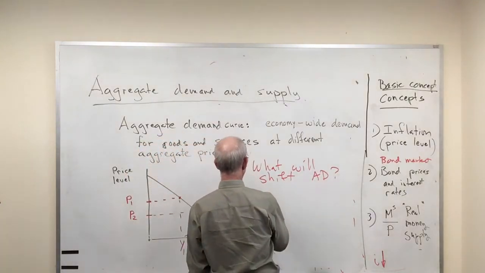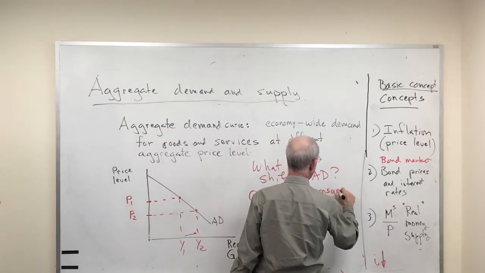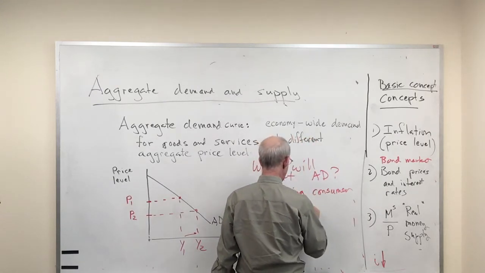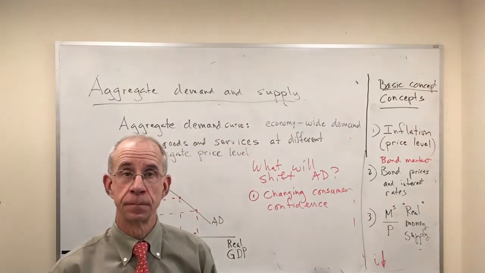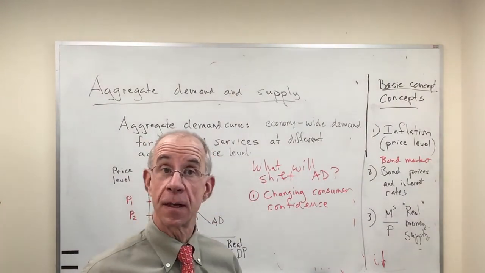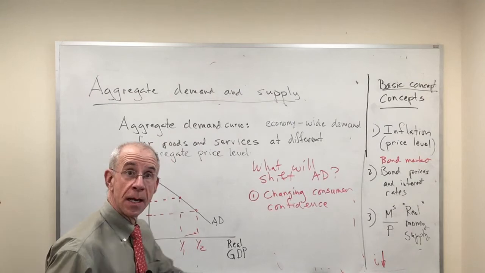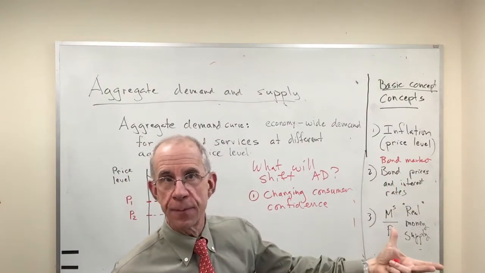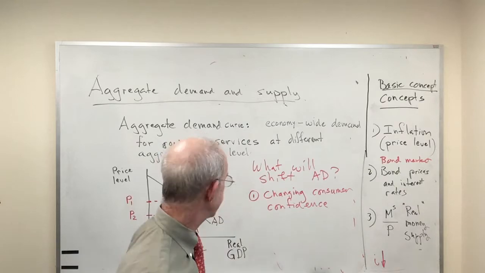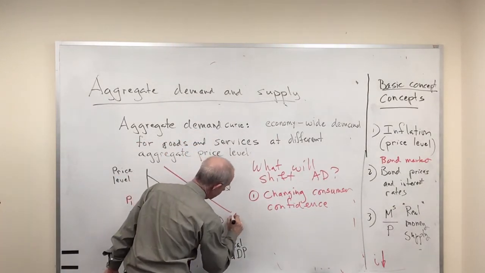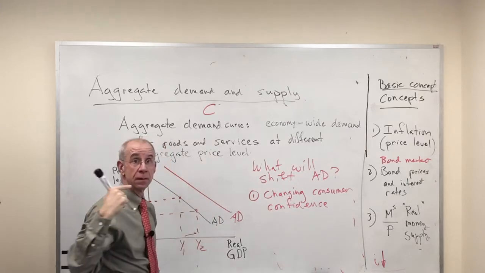Well, one, changing consumer confidence. At any price level, if people are suddenly more optimistic about the future and say, I think things are going to be great, I'm going to increase what I buy because I think I'm going to have a great job next year, or finally the political situation has gotten stable or whatever, you might have an increase in aggregate demand associated with increase in consumption.